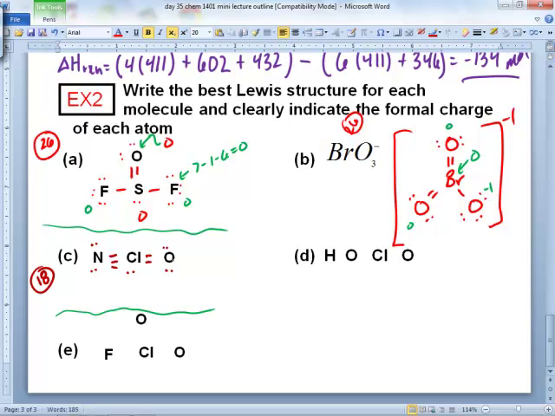I get all zeros. That's a hard one. That is a hard one. If you got it, try D. It's another linear molecule. This one's hard.